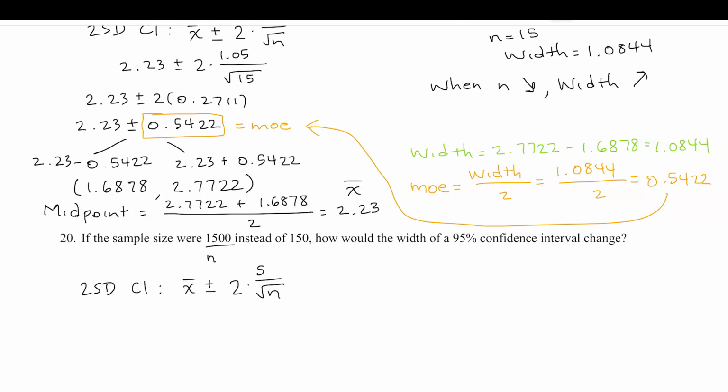X bar, the sample statistic, plus or minus 2, times the standard deviation of the null distribution, which is the sample standard deviation S, divided by the square root of the sample size. Again, the best thing you can do for yourself is pause the video and work through this calculation for yourself. If we take the sample mean, 2.23 plus or minus 2, times 1.05, the original sample standard deviation, and now dividing by the square root of 1500, so I've increased my sample size.